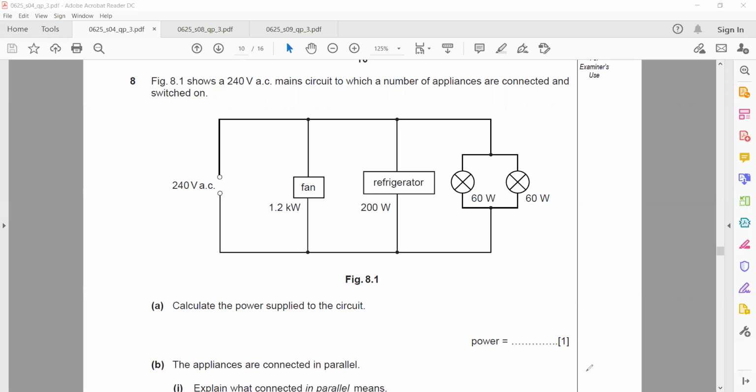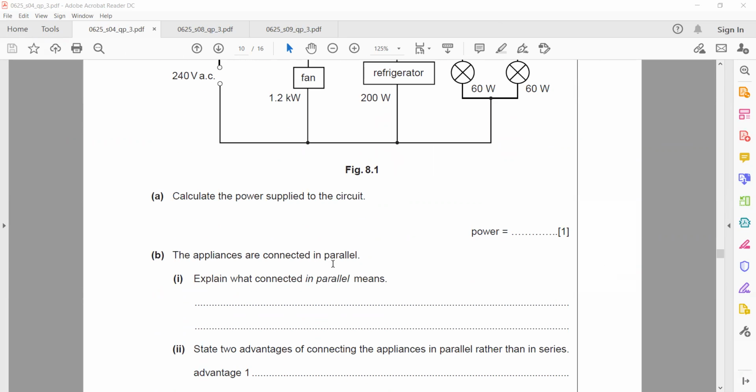They are all connected in parallel, and there's no other component next to them in series. So if they are all connected in parallel to the battery or supply, this will receive 240, this will receive 240, this will receive 240, and this will also receive 240. Why? Because there is no other component in series with this parallel component. This is a pure parallel circuit. That's why they all receive the same voltage.